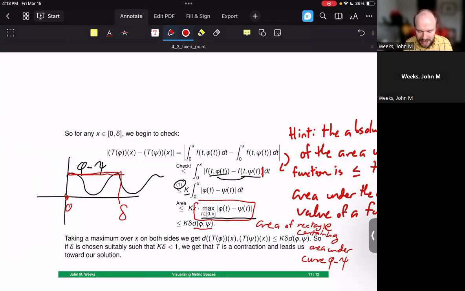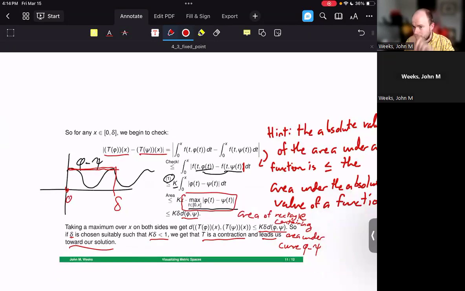So to take a maximum now of x over both sides, we get that the distance from this point to this point, in terms of our metric on C infinity, or rather just on C, and that point, is less than or equal to k times delta times the distance from phi to psi. And if we choose delta, the kind of window there, to be something so suitably small that it's less than 1, then we get that T is a contraction, and that leads us straight to our solution. That is that there is a unique fixed point here, and that any point that we start from is eventually going to iterate to get us to whatever the function is that we're looking toward.